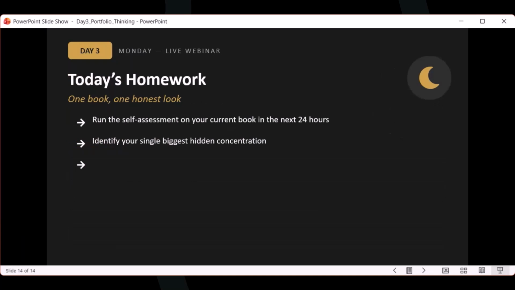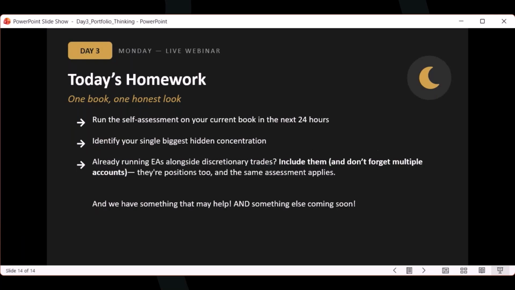So what I want you to do, well, 24 hours is a bit of an ask, let's say 48 hours. Run the self-assessment on what you've got open at the minute. Identify your biggest single hidden concentration. As I said, this is a habit thing. And don't forget that if you're running more than one account, you need to take the whole into account.